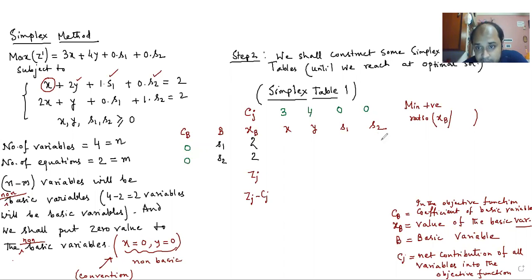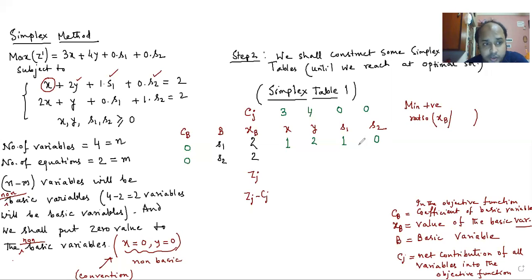And what about this particular part of the table? We shall put all the coefficients present in the system. So the first row corresponds to the first equation, and the second row corresponds to the second equation. In the first row, what are the coefficients? X has got the coefficient 1, so put 1. Y has got the coefficient 2, so put 2. S1 has got coefficient 1, so it is 1. And S2 was not present in the first equation, so its coefficient is 0. That's why I put 0 into S2 over here.